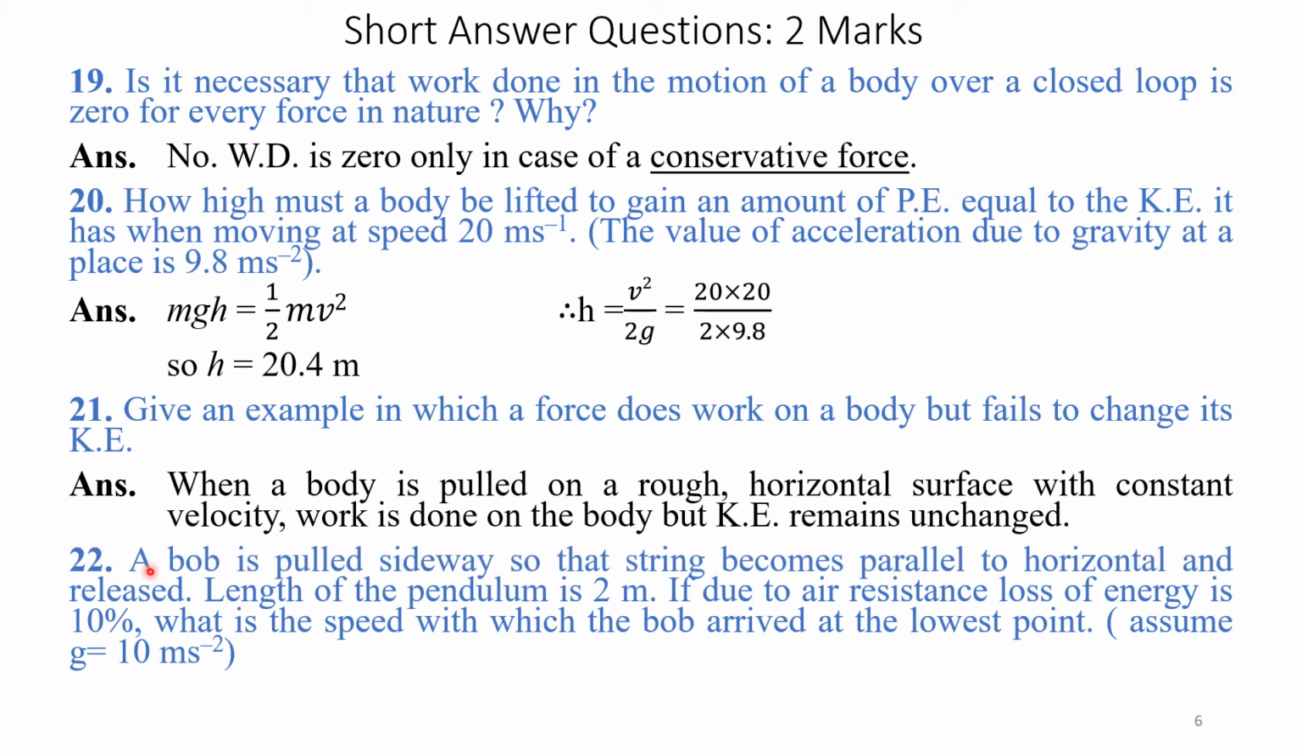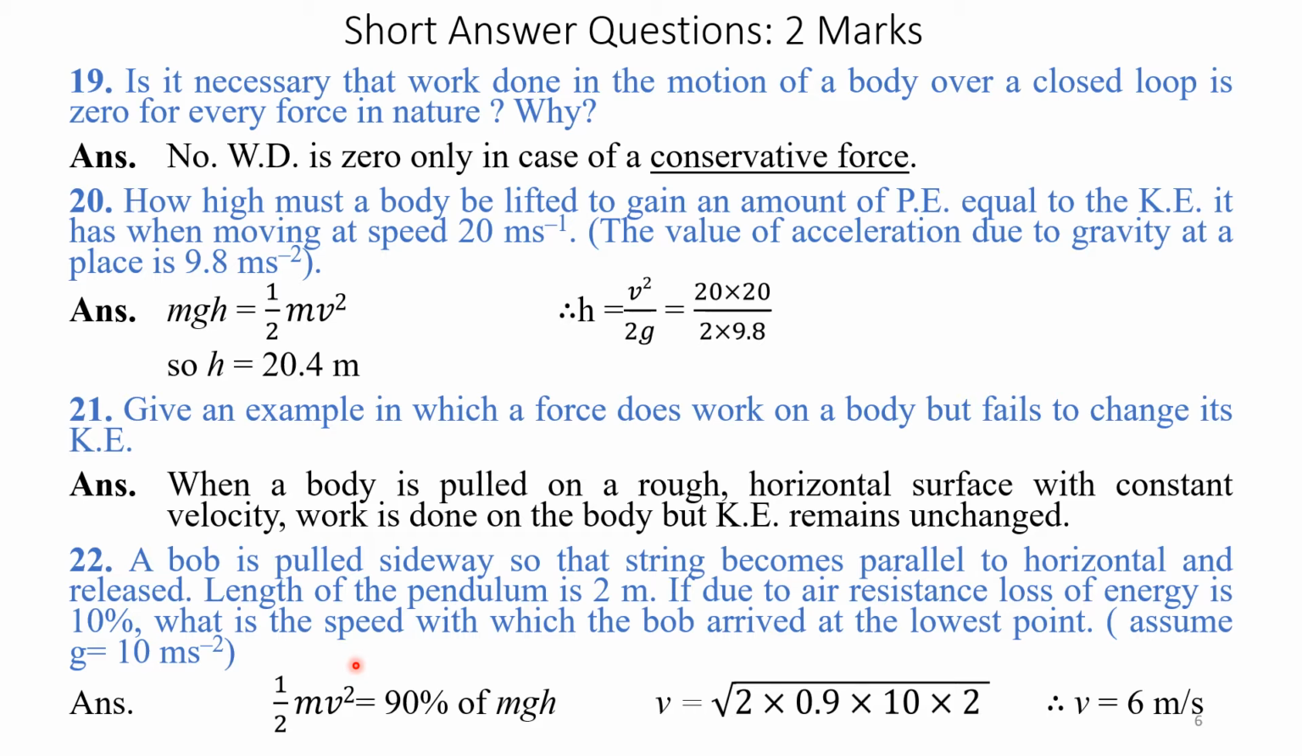Question number 22. A bob is pulled sideways so that the string becomes parallel to the horizontal and released. Length of the pendulum is 2 meters. If due to air resistance, loss of energy is 10%, what is the speed with which the bob arrives at the lowest point? Assume g is equal to 10 meters per second square. Answer.